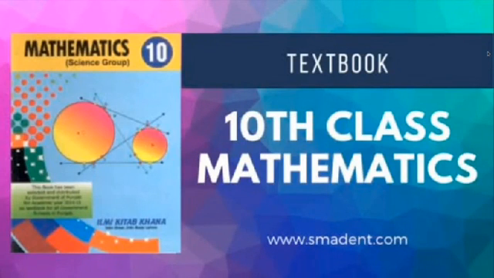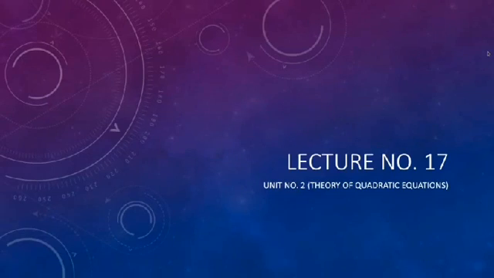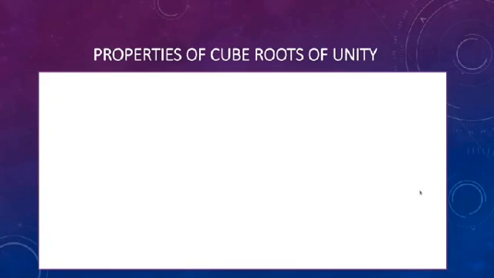It's our maths lecture, lecture number 17, unit number 2. The name of the unit is Theory of Quadratic Equations. We have studied what the cube roots of unity are in the previous lecture, and we know that the cube roots of unity are 1, omega and omega square. Now we must know what the properties of cube roots of unity are.